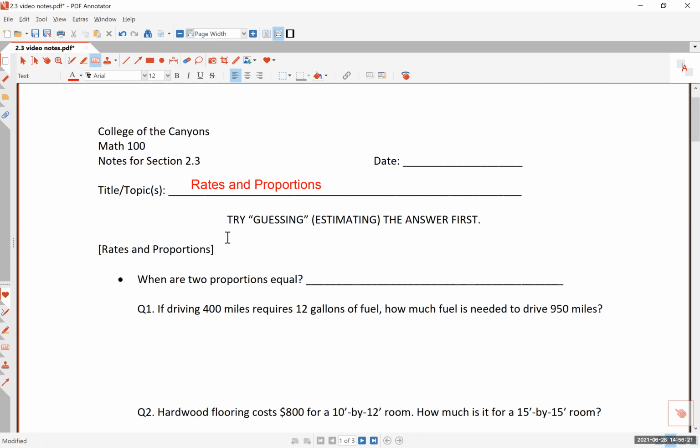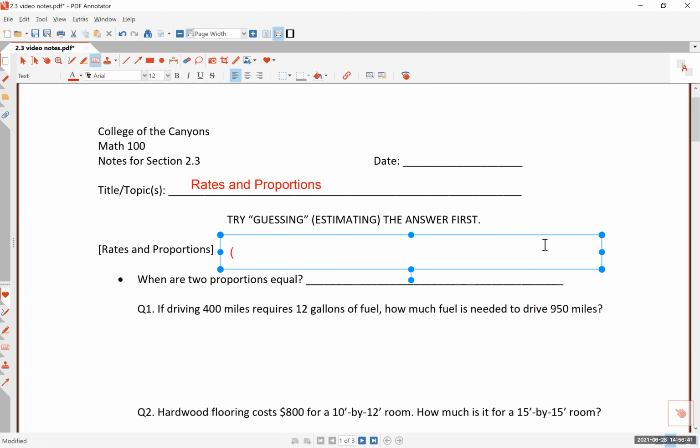When we talk about rates and proportions, you may want to read the book because in this section the textbook defines what we mean by rates, ratios, and proportions. But basically, a proportion is an equality of two fractions.